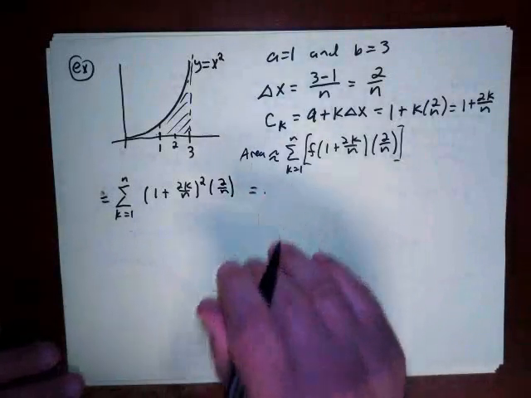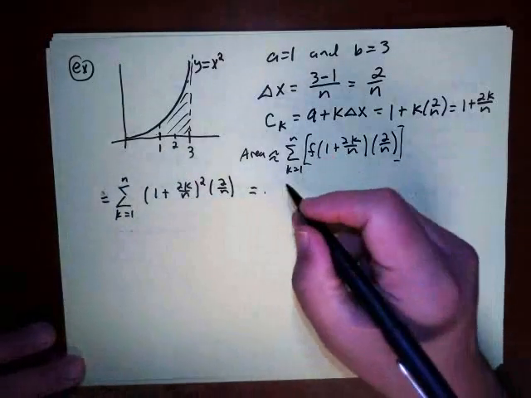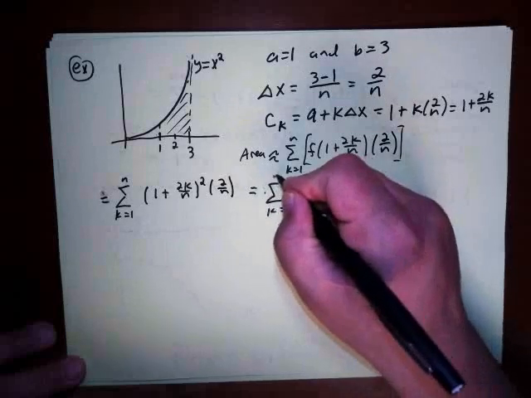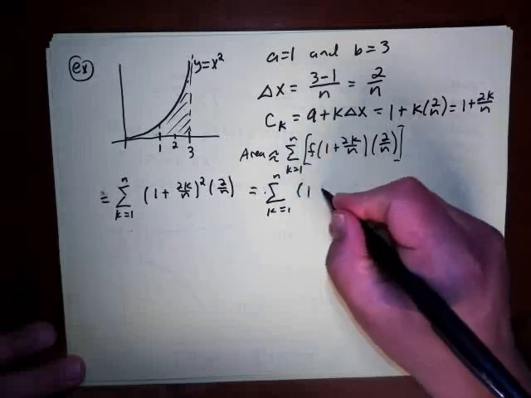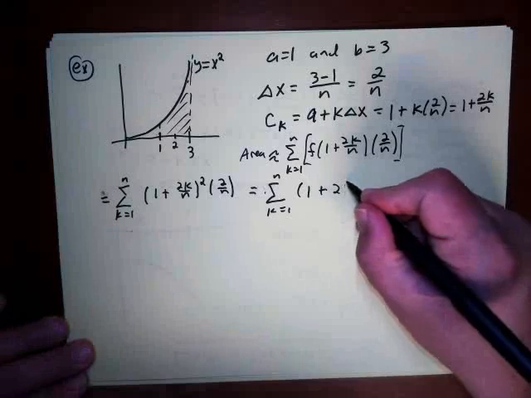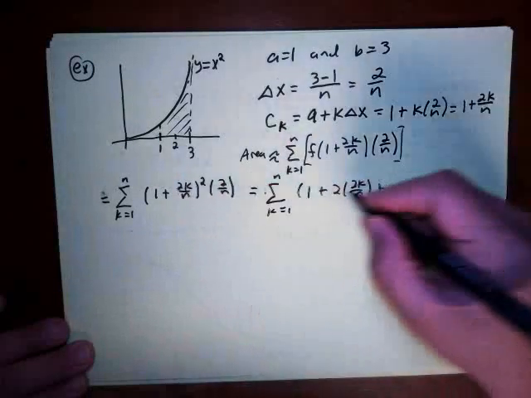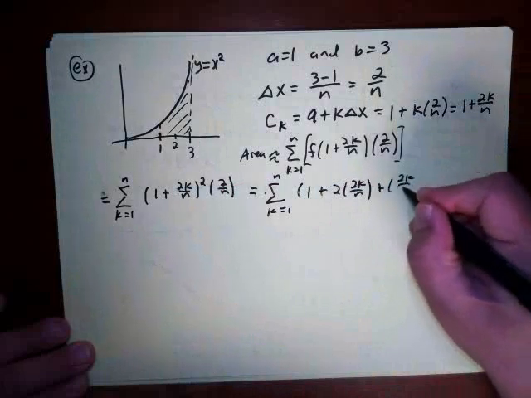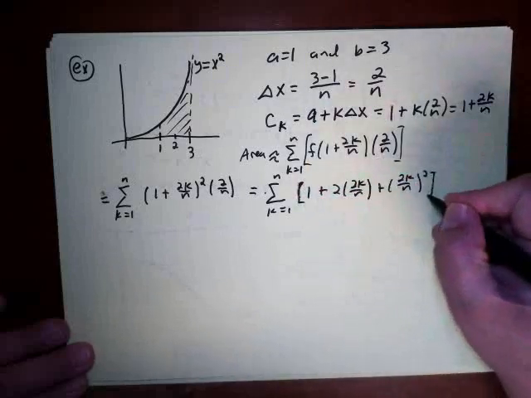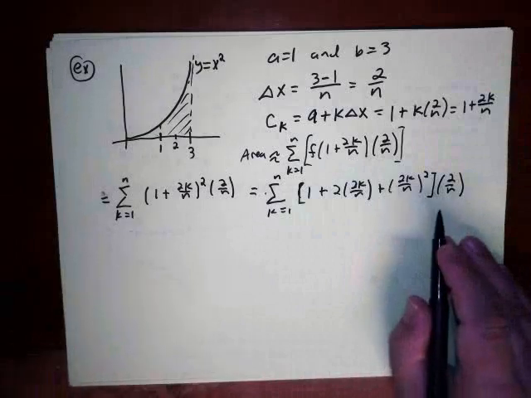Okay, so now what I'm going to do here is I'm going to have to FOIL that out, right? So the sum k equals 1 to n, and this is going to be 1 plus 2 times 1 times that, which is just 2k over n, plus this 2k over n squared. So it's like this times 2 over n. So it's the sum of all of this.